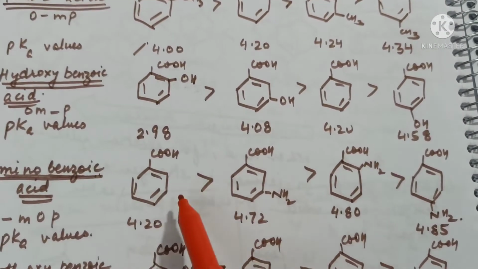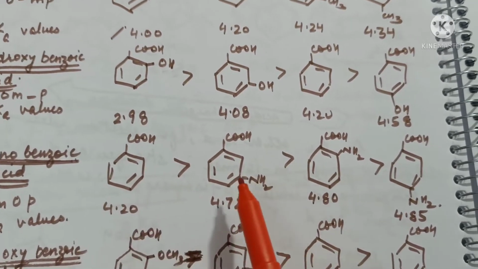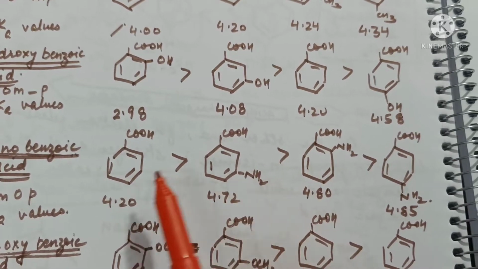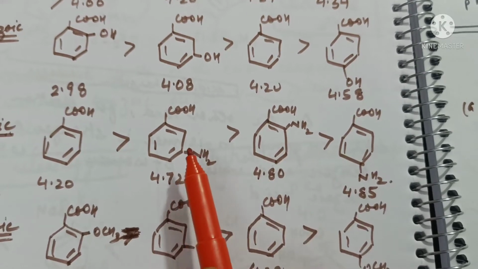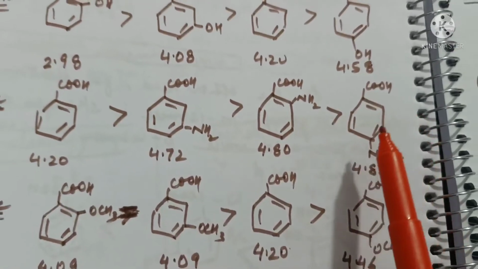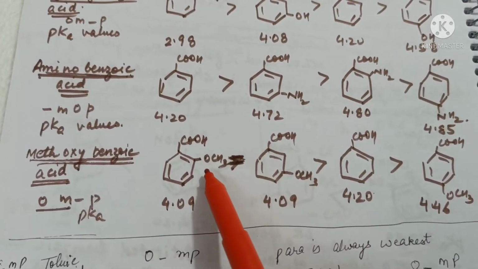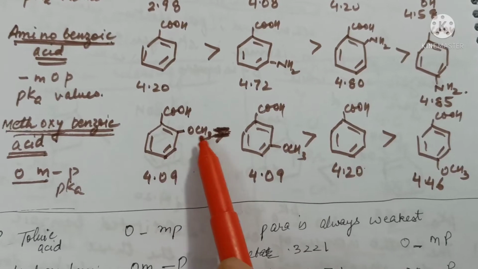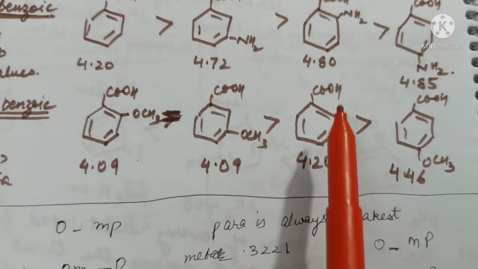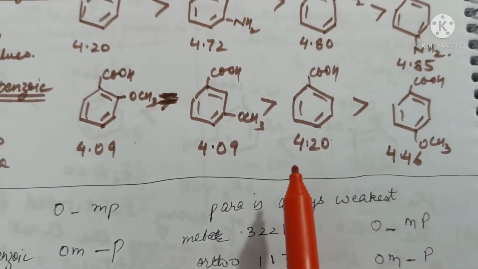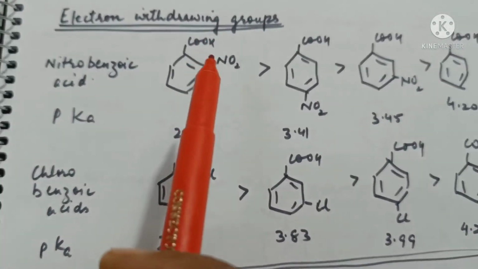When the electron releasing group is OH, then ortho is more acidic than meta, than benzoic acid, than para-hydroxybenzoic acid. If the electron releasing group is amino, then benzoic acid is the most acidic, meta-aminobenzoic acid is less acidic than benzoic acid, ortho is less acidic than meta-aminobenzoic acid, and para-aminobenzoic acid is the weakest acid. When the electron releasing group is methoxy group, ortho-methoxybenzoic acid is a stronger acid than meta-methoxybenzoic acid, than benzoic acid, than para-methoxybenzoic acid.